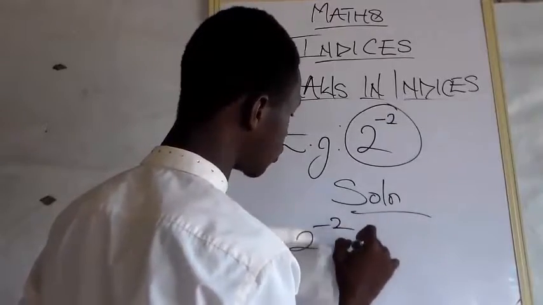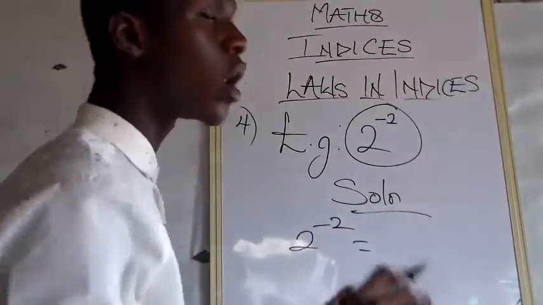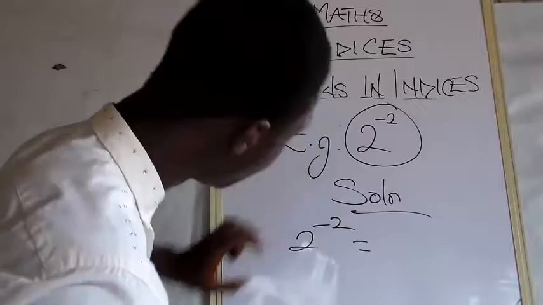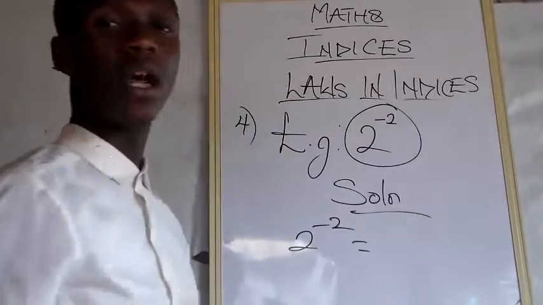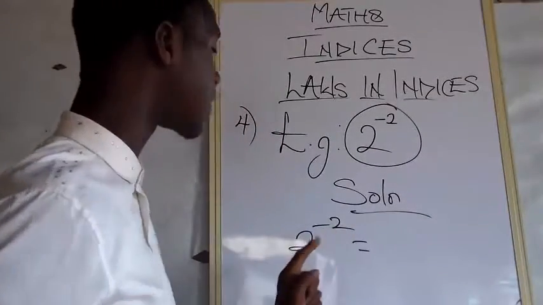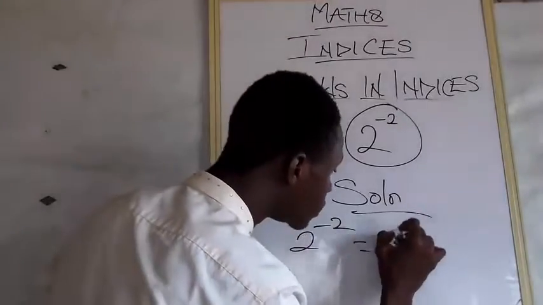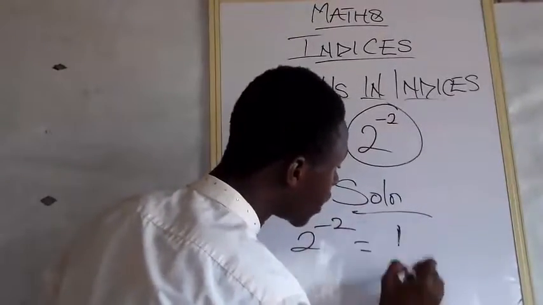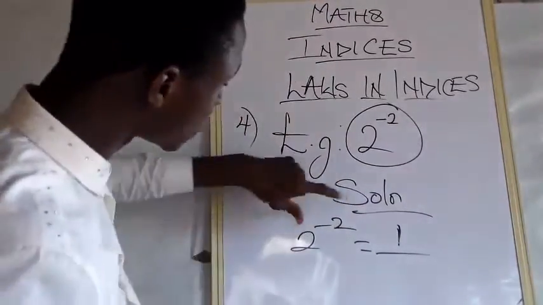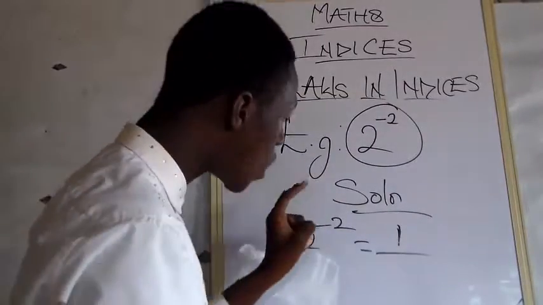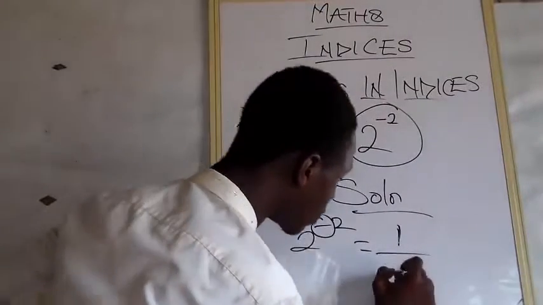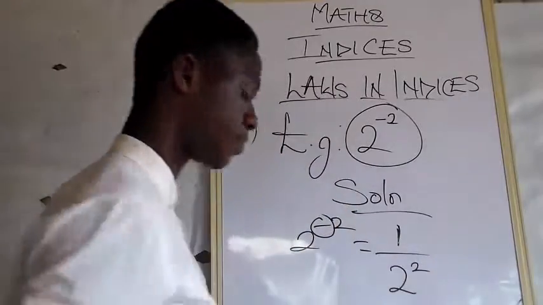Now what you do, you bring down the equation: 2 raised to power minus 2. Now what you are going to do is to find a way to remove this negative sign. In order for you to remove the negative sign, you make 1 the numerator all over this equation without the negative sign. That will be 2 raised to power 2.